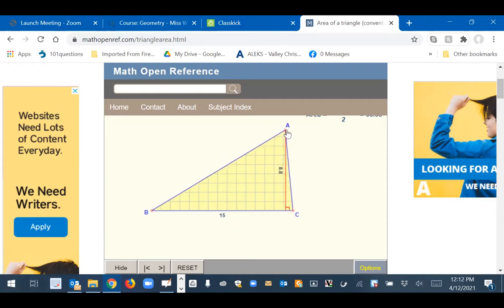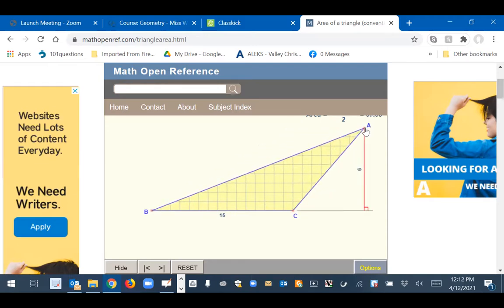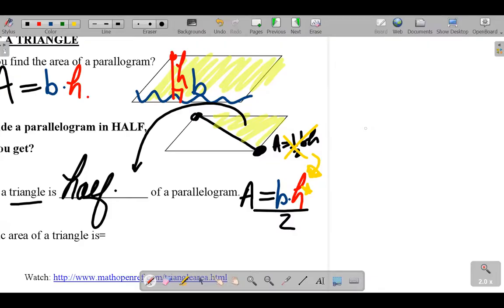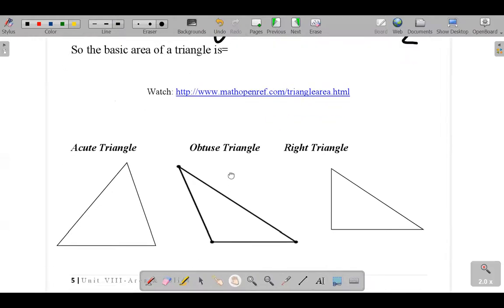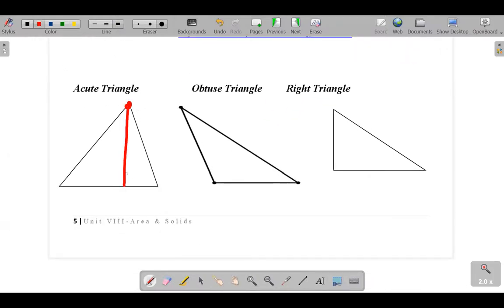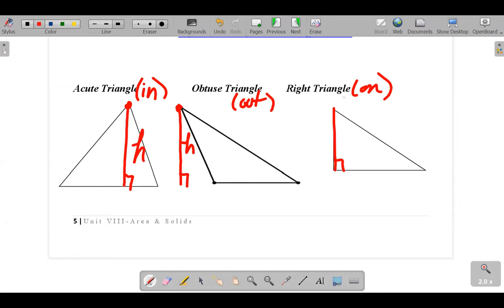Now I'm gonna drag it into a right triangle. Exactly a right triangle. Now it's where? It's physically on. Now I'm gonna drag it into an obtuse triangle. Now it's where? Out. This is kind of important, folks, because SATs love to trip you up using this little concept here. In an acute triangle, the height is inside. In an obtuse triangle, the height drops down outside. And in a right triangle, the height is on a side.